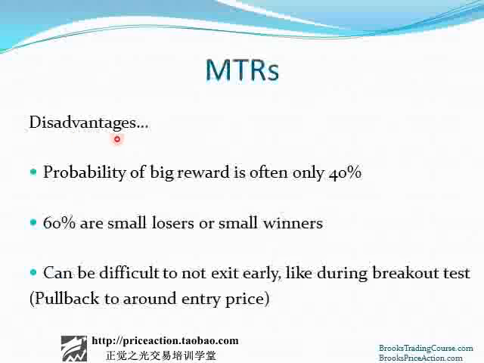Nothing is without problems, and there are disadvantages to major trend reversals. One of the biggest problems is that in return for the big reward compared to the risk, the probability is often only 40%. So 60% of the trades are either small losers or small winners. You cannot have big losers because your stop is not all that big.